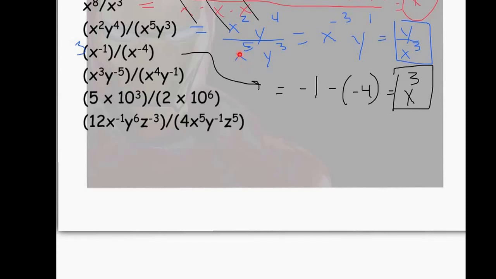So since 5 is bigger than 2, the exponent with the bigger number ends up in the same position. This was in the denominator, this is also in the denominator. So over here, between -1 and -4, -1 is bigger, that's why this ends up being a positive exponent, like you can think of it like the numerator.